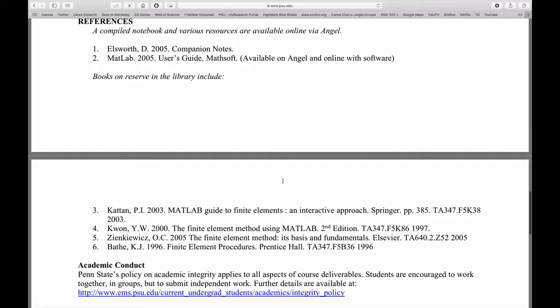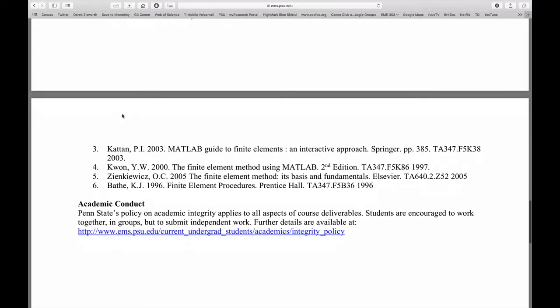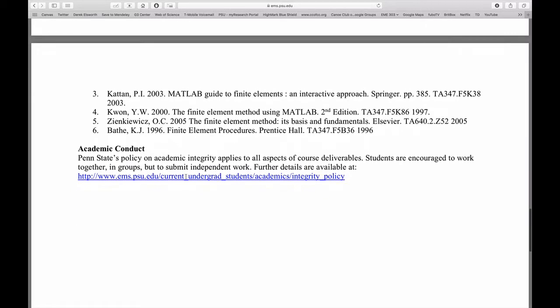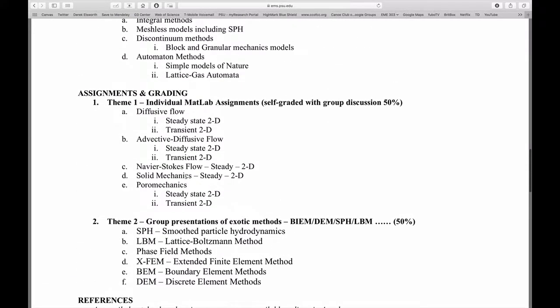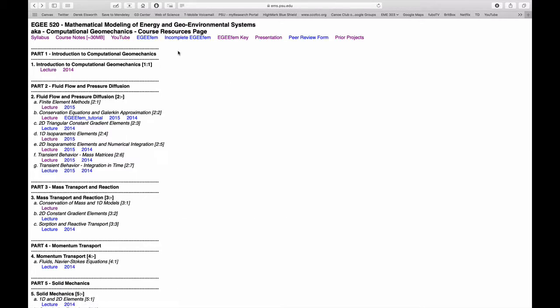Some resources from the library. This is the material that's online that you can get. I'm not sure that you need to go to these other things. There are a couple of things. I think of both of Zienkiewicz's books as kind of the finite element Bible. Quite an involved book, but I don't think you need those per se. Academic conduct is that certainly if you attest to doing things, you should have done them, even though I will not check on you that that is the case. So that's kind of the outline.